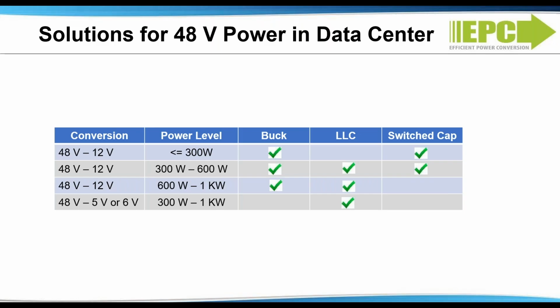However, the LLC allows the best efficiency for over 600 watt applications for both 48 volt to 12 and 48 volt to 6 volt. And it's the best topology for Vin to Vout ratios of 8:1 or 10:1. An eGaN-based LLC for 1 kilowatt, 48 volt to 6 volt or 12 volts is sized less than 1/8 of a brick.